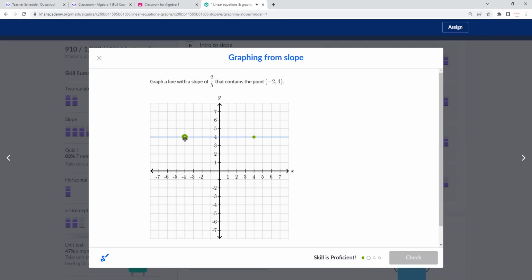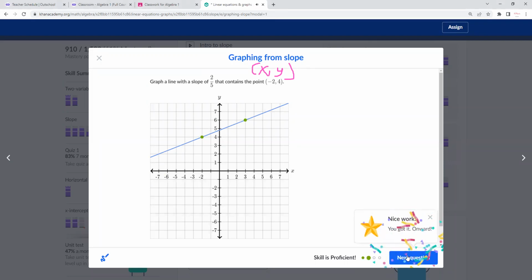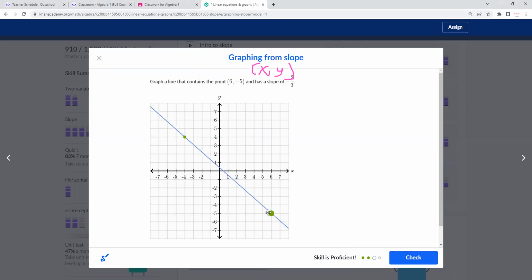This one, the point's at -2, 4. Remember, x before y for your coordinates. This is a positive slope. It's going up 2 over 5. Up 2 over 1, 2, 3, 4, 5. This one's at 6, -5. It's going down 2 over 3.